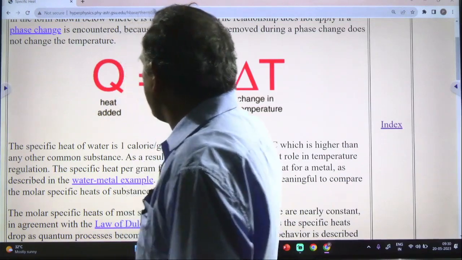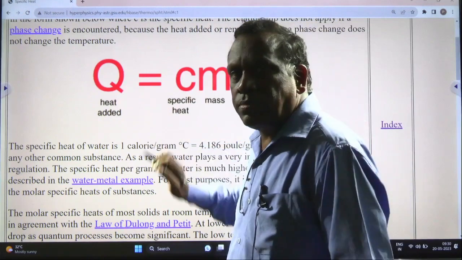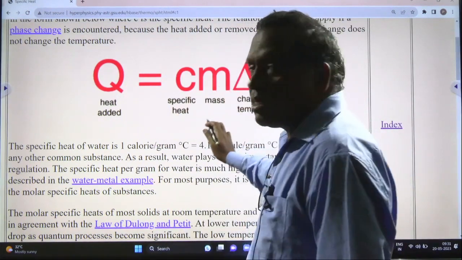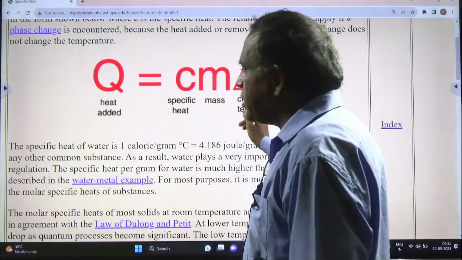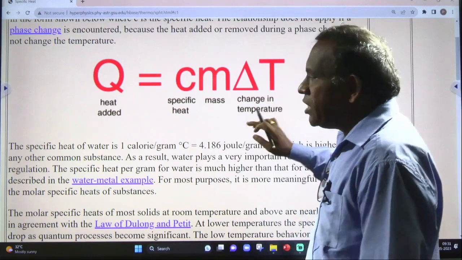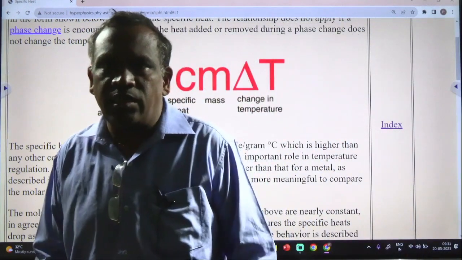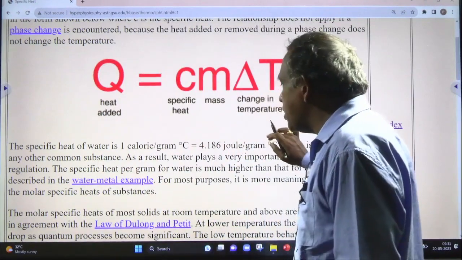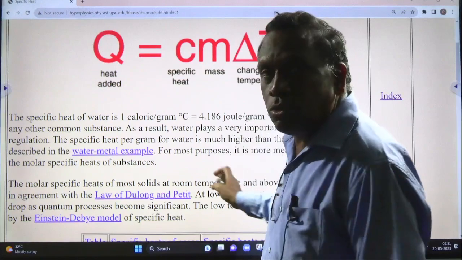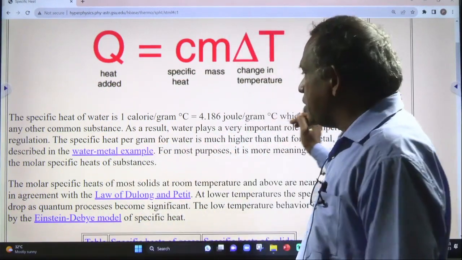Of course, before that, Q is equal to C m delta T, where C is called specific heat. In some books, S is also written. M is the mass of the substance, delta T is the change in temperature. The specific heat of water is 1 calorie per gram centigrade. In terms of joules, that is 4.186 joules per gram centigrade.